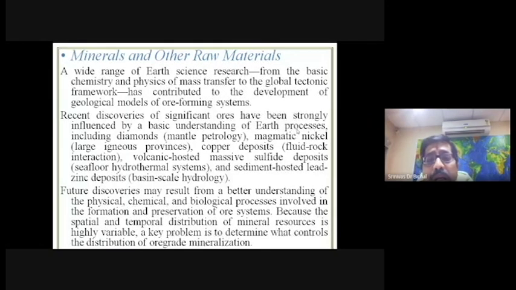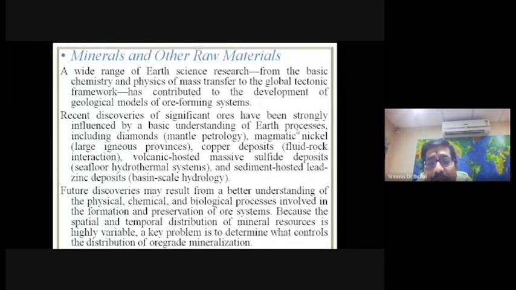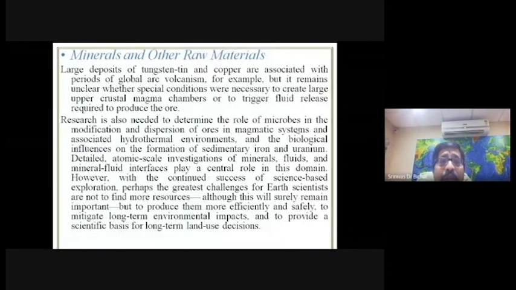You see, many recent discoveries, like diamonds. What does the diamond indicate? The diamond indicates what is there in the mantle deep inside, because diamonds come from deep inside. We try to know what is there deep inside, and the diamonds tell us. That is what is called mantle petrology. Like if you talk about nickel, it talks about large igneous provinces. All that is very important. So each of them talks about different things. So these minerals and other raw materials are also very, very important.